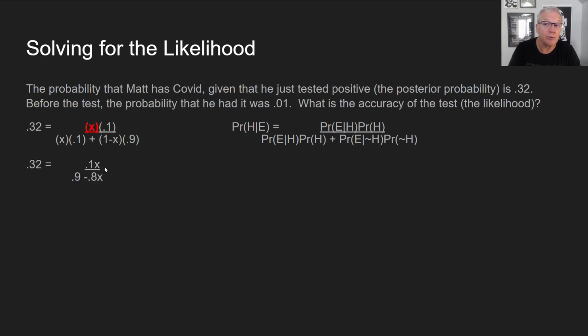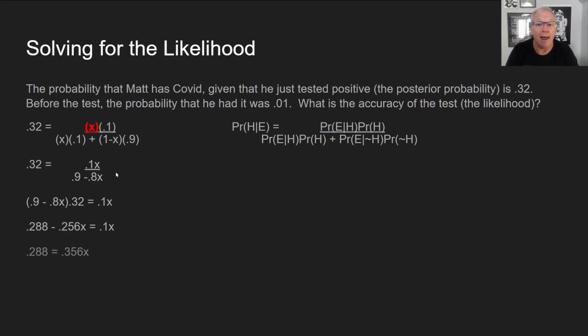So now multiply through those numbers, get rid of the parentheses, combine like terms. I'll say that one more time more slowly. Multiply those in, get rid of the parentheses, and combine like terms. And I'm left with this equation from the first. And then multiply both sides by the denominator to get rid of the fraction. So now I multiply the left-hand side by 0.9 minus 0.8x, and the fraction goes away on the right-hand side. Multiply 0.32 into that parentheses on the left-hand side to get that equation.